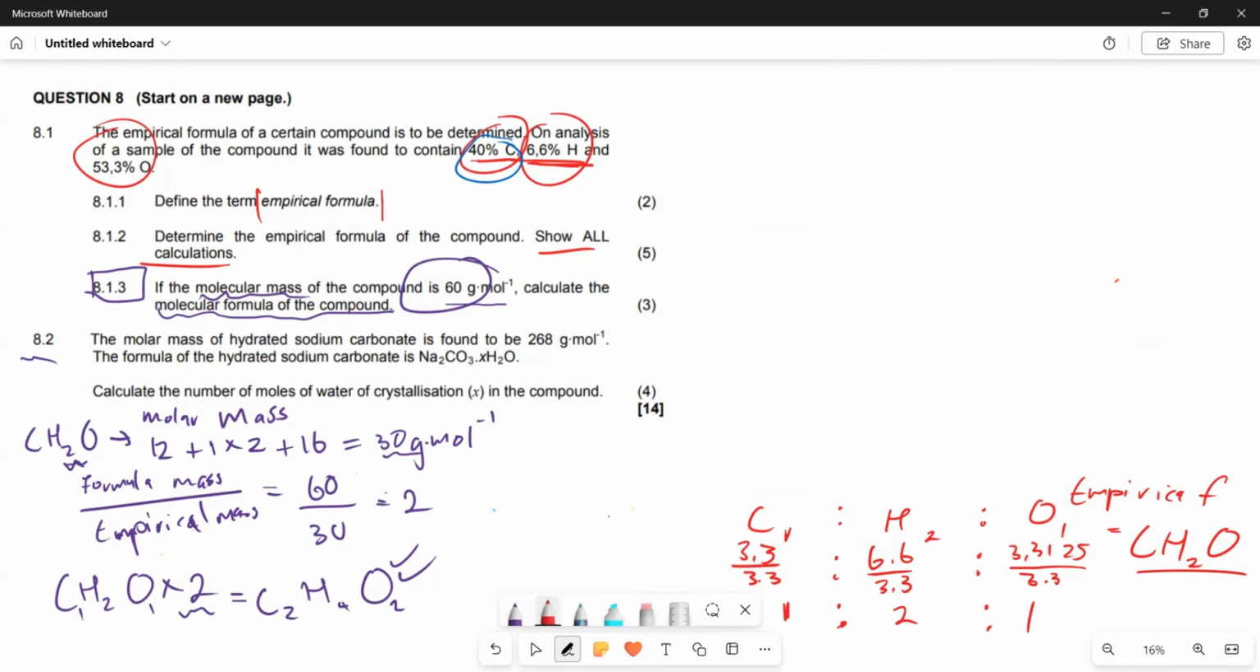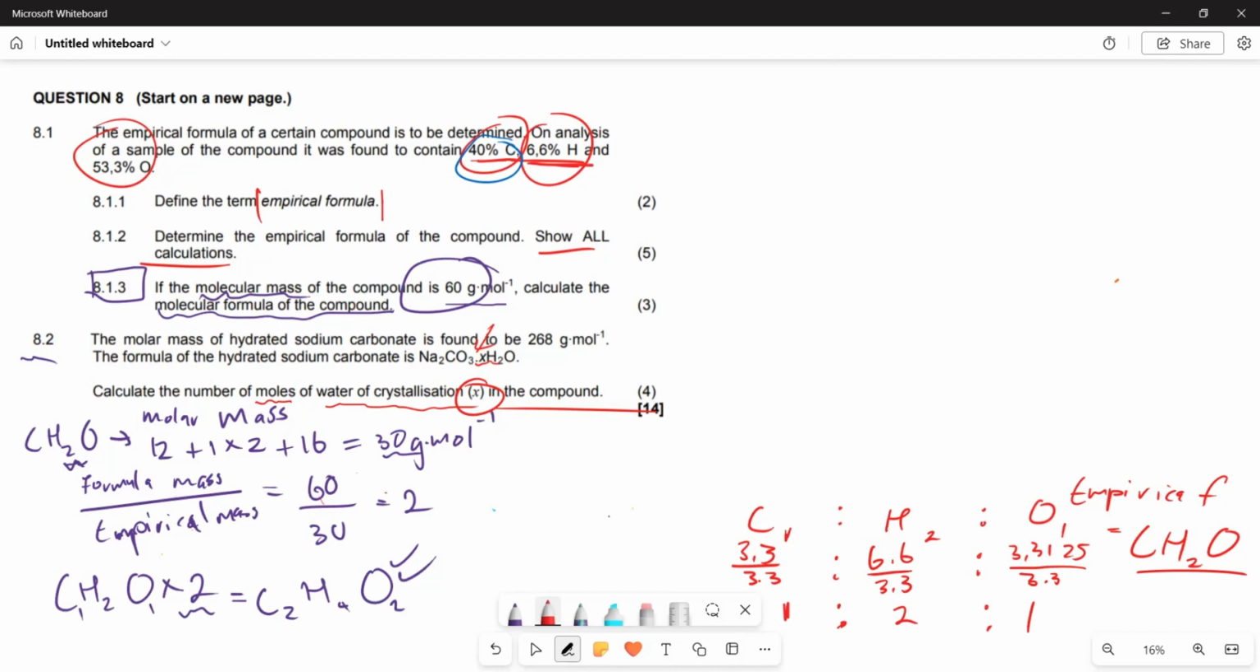But one thing that we are not sure of is how many molecules of water you are also having here. So let's see the question. The question requires you to calculate the number of moles of water of crystallization, which is the X here, which is the water that is part of the compound, right? Remember, here we want to calculate the water molecules that are part of your compound.